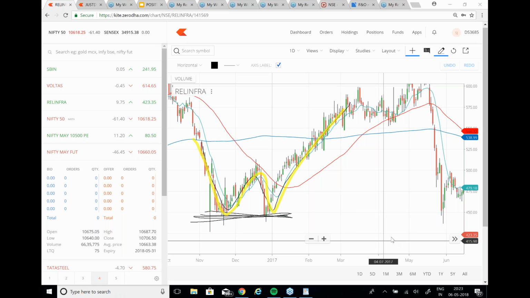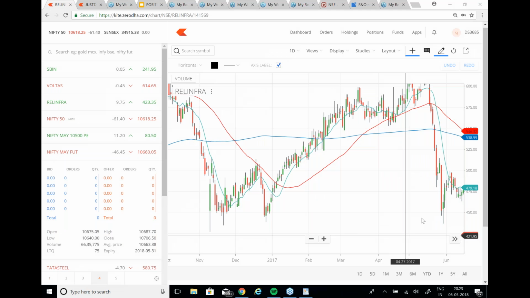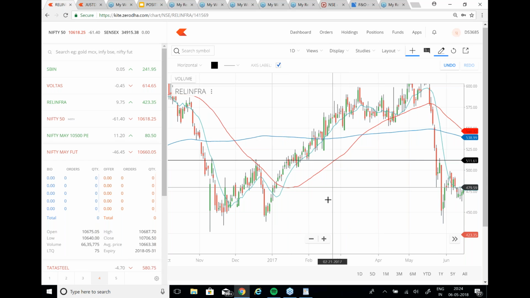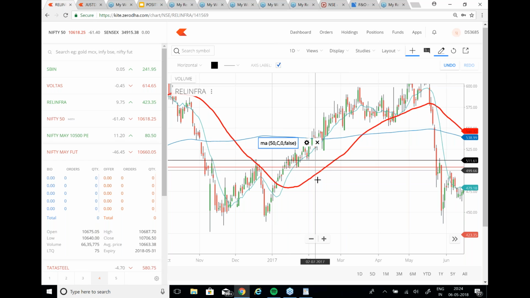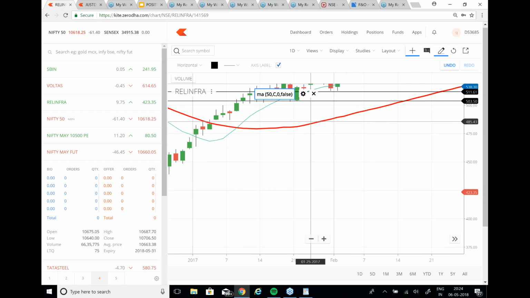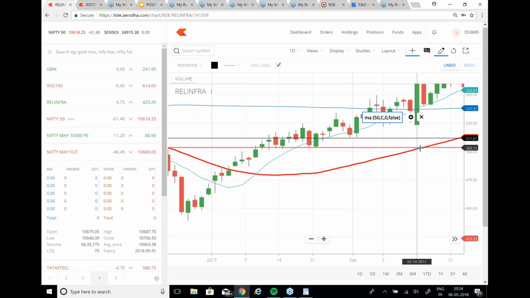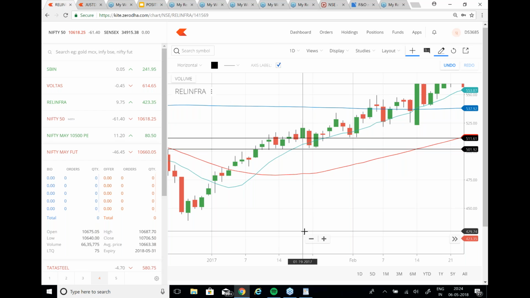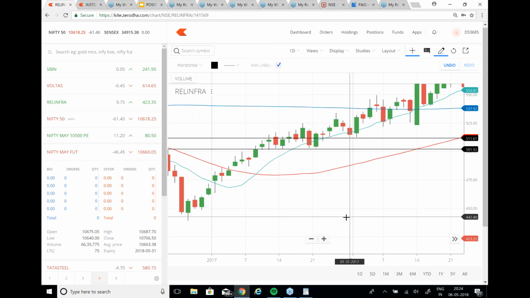So try identifying. Of course, we will combine a lot of other factors, and then only we will trade into it. Where will be our entry and where will be our stop loss? Our entry will be at this point, and this price where you see it's taking support time and again will be our stop loss. Our stop loss will be 503, or maybe we can make it a little bit more liberal. 500 will be our stop loss, and our entry will be at 511 rupees, right?